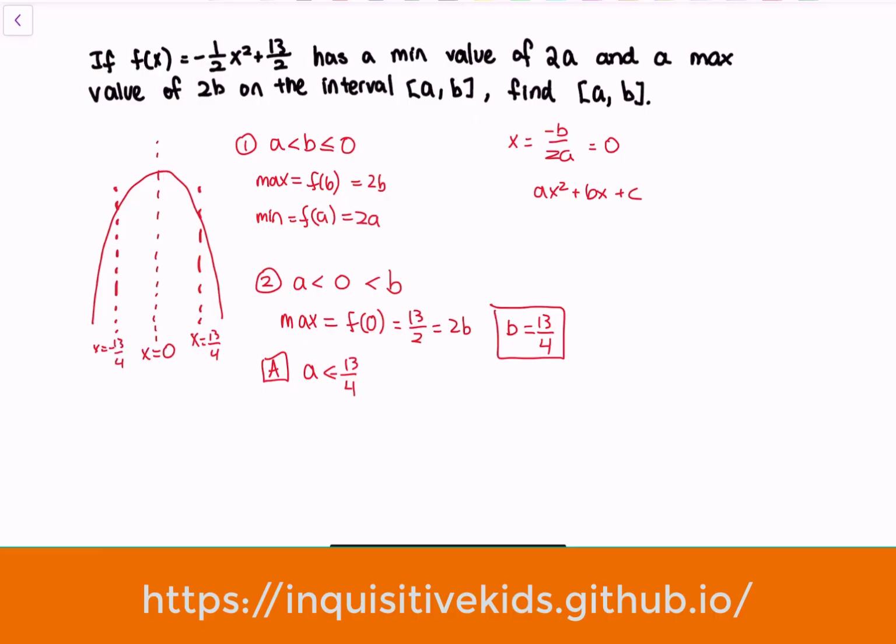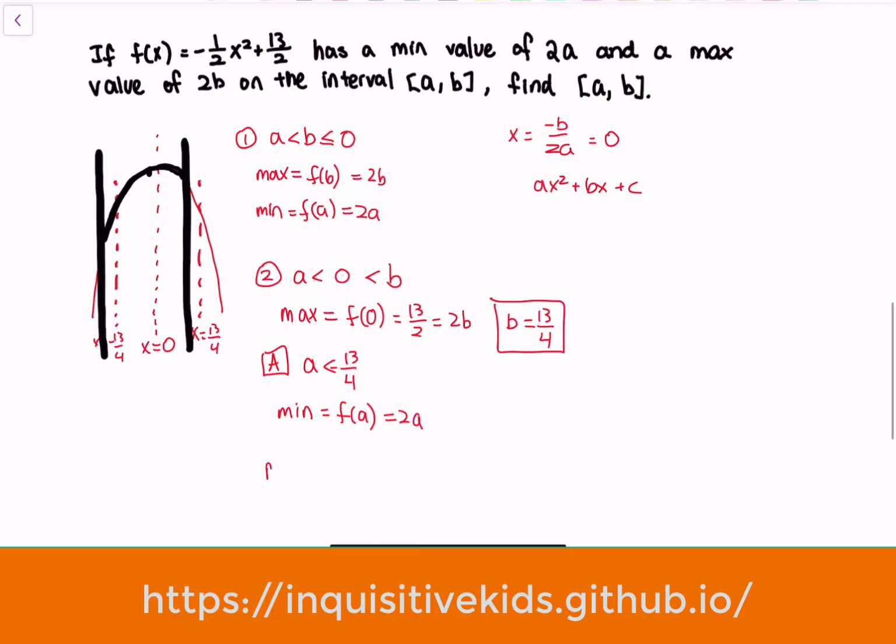So if a, which is the left end of the interval, is less than negative 13 over 4, it means that our interval is like this. The portion of f of x we're talking about here right now is like this. So the minimum value occurs when we have f of a, and it would be represented as 2a.